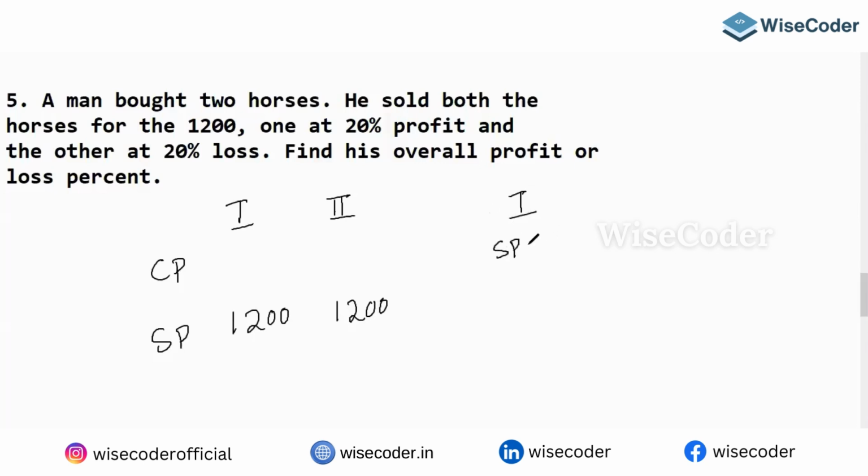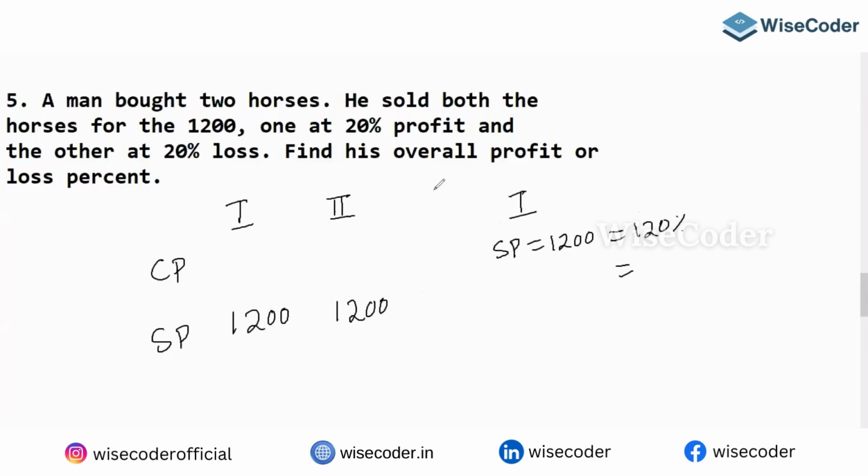What is the selling price? 1200. Okay, when the selling price is 1200, guys, a 20% profit means what? 120%, no? Yes or no? So the selling price is 120%.